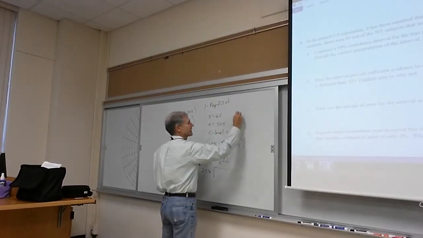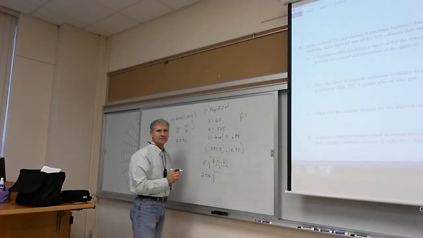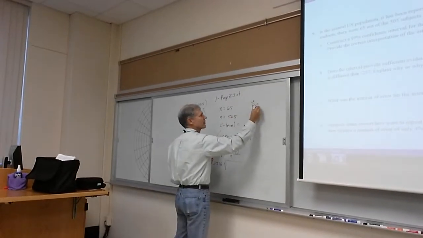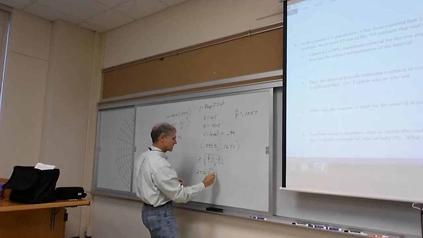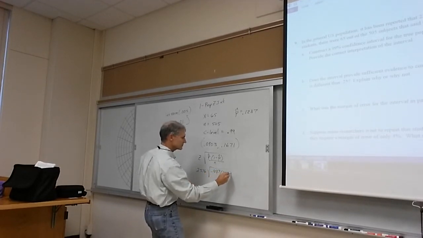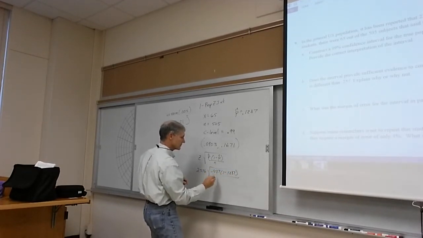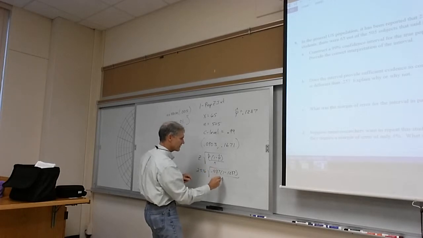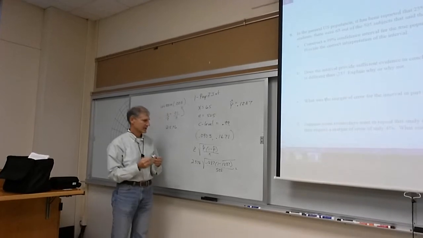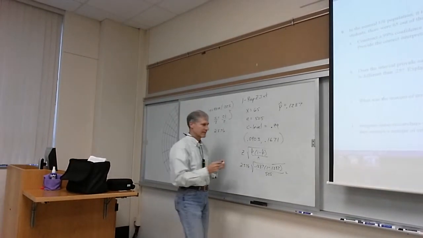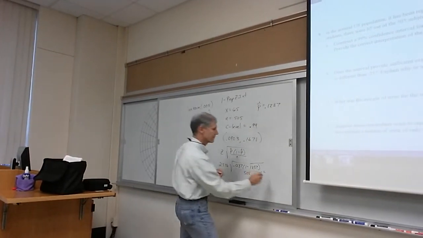and we don't have p hat. What is p hat? 0.1287. So putting that in here, and divide by n, which was 505, what do you get? 0.0384.